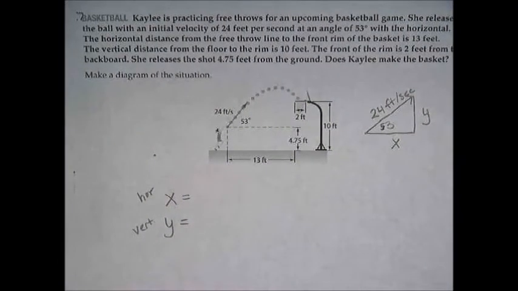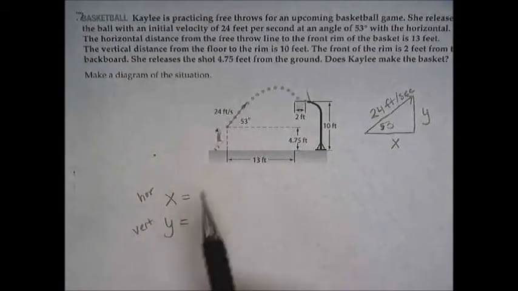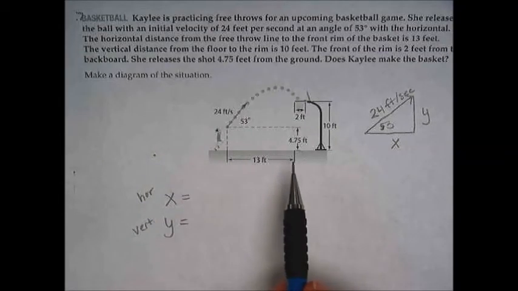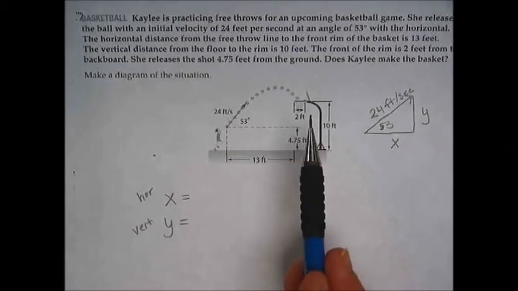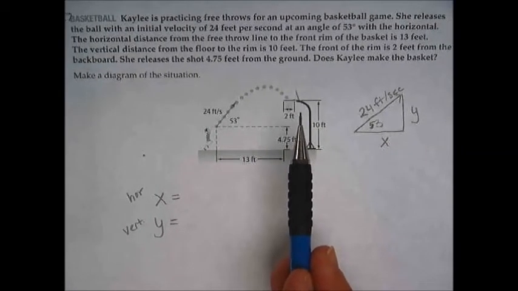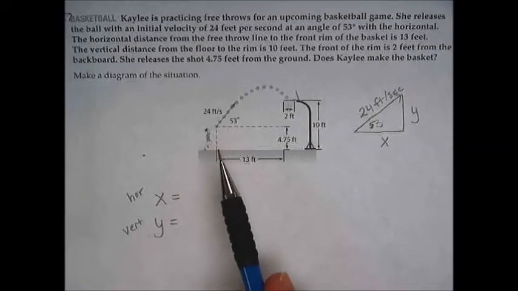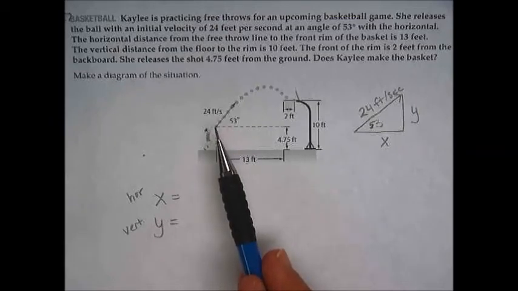So the other information that they give us: the horizontal distance from the free throw line to the front of the rim is 13 feet, and the vertical distance from the floor to the rim is 10 feet. The front of the rim is 2 feet from the backboard, and she releases the shot 4.75 feet from the ground, because that's how tall she is, or where her arms release the shot. And the question is, does she make the basket?